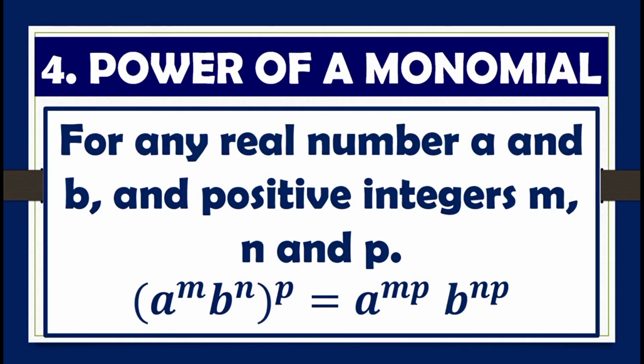For any real numbers a and b and positive integers m, n, and p, (a^m b^n)^p is equal to a raised to the product of m and p, and b raised to the product of n and p.